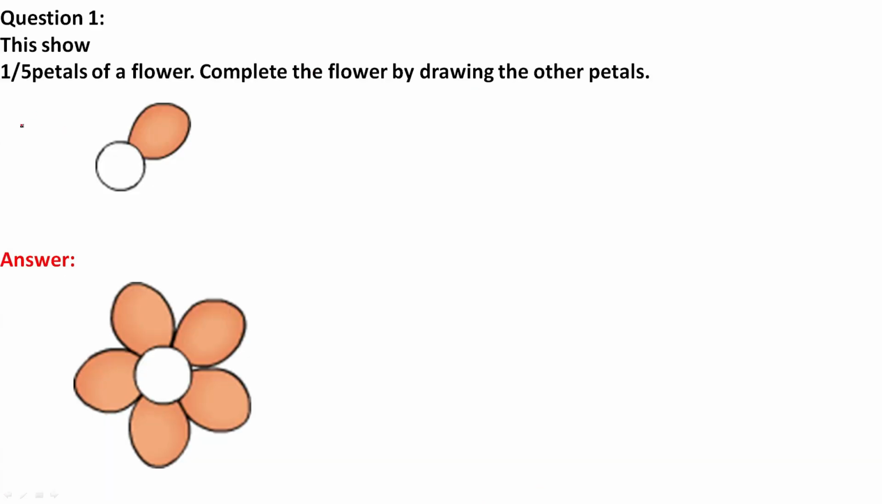Now we are going to draw 1 by 5 petals of a flower. Complete the flower by drawing the other petals. Only one petal is drawn in the question. Now the remaining petals you have to draw: 1, 2, 3, 4, 5. The remaining 5 petals you have to draw for this question.